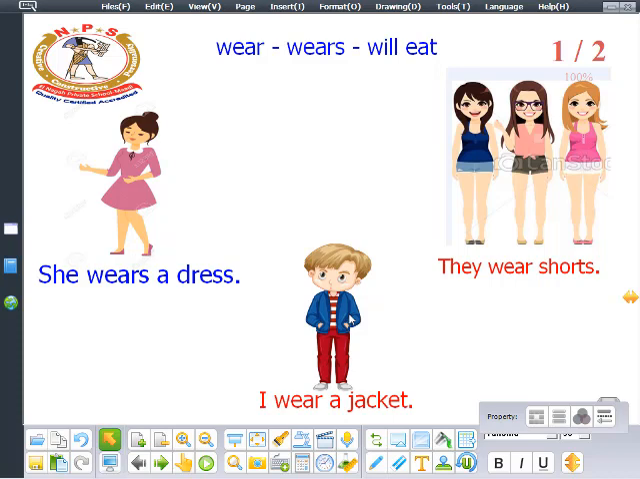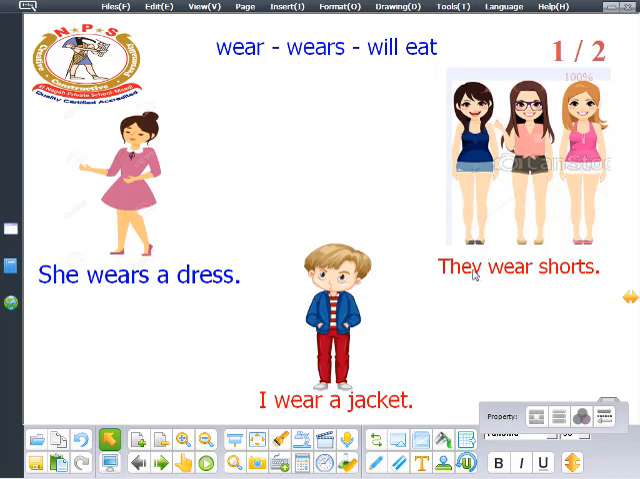But when I talk about another one, a girl or a boy, I say, she wears or he wears. Okay, if they are a boy and a girl, that means they are more than one. When I talk about more than one, what should I say? I say they. I say what? They. Well done. I say they what? Wear or wears? Well done. Wear. They wear. They wear shorts.